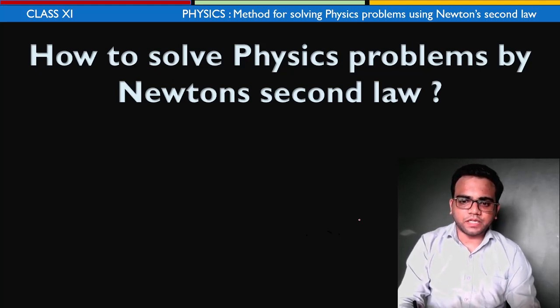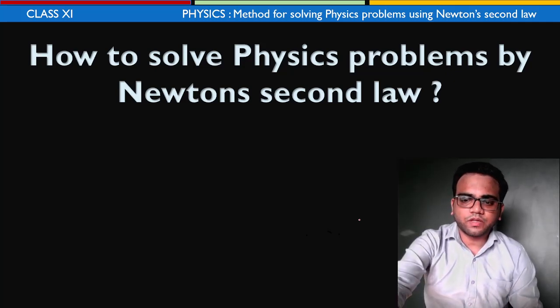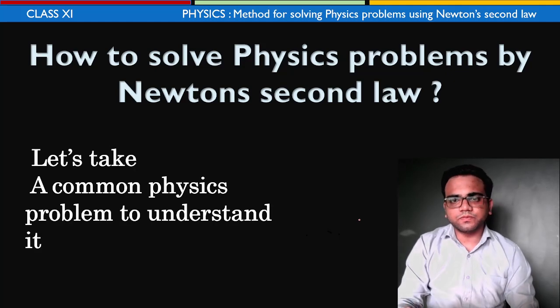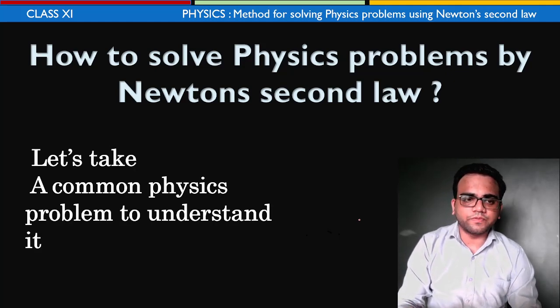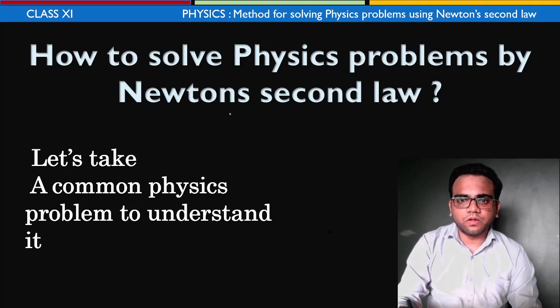To solve these problems, we take an example. It will be easy for us. So let's take a common physics problem to understand this law.